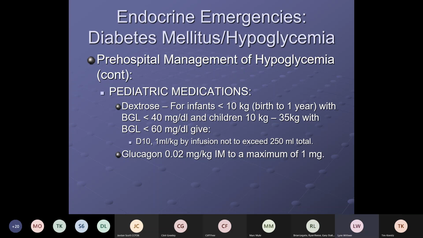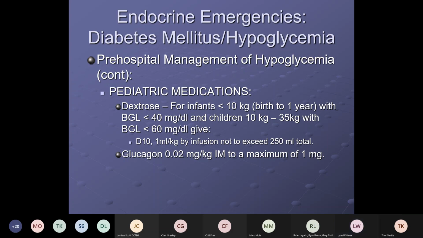Now, the dose of glucagon for a child is 0.02 milligram per kilo, to a max of 1 milligram adult dose. Glucagon can be given IV, but the argument is you can't get an IV going, so that's when you would use it. That's the only time you should use the glucagon, if you can't get the IV. I've seen some reports that you can give it intranasal as well, if you had to. I'm not sure why you would not do it IM, which we know works.